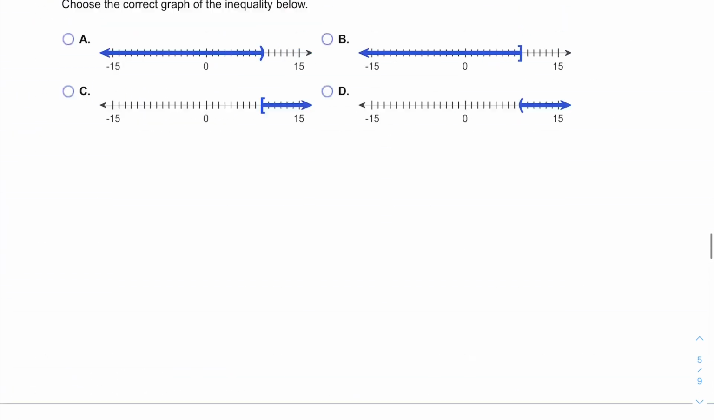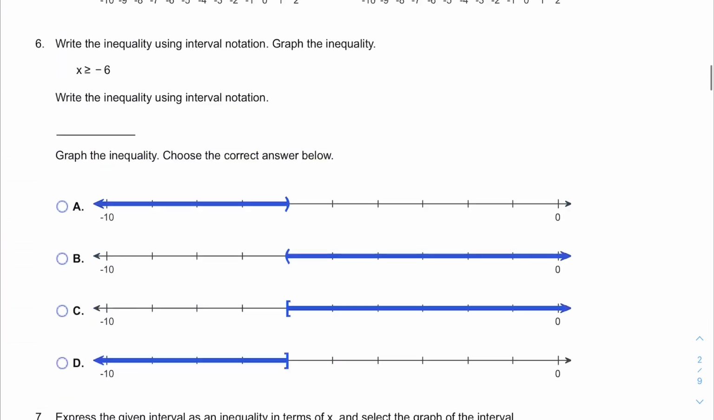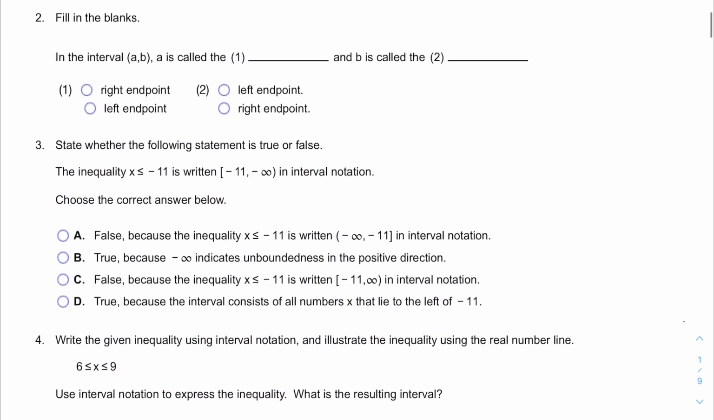So let's do some problems. Let's see how many more. Oh, wow, that was dizzy. Makes me dizzy there. Okay, and we're almost there.